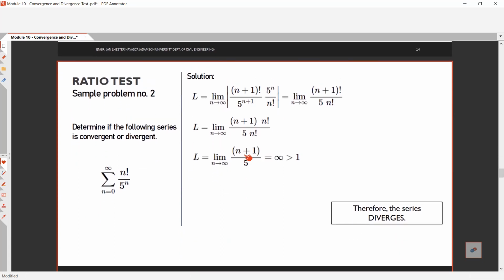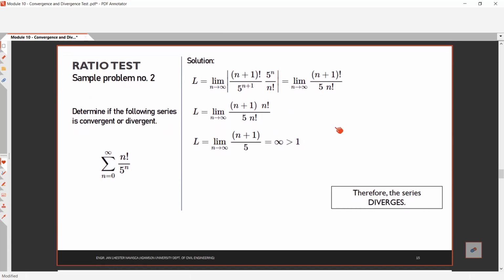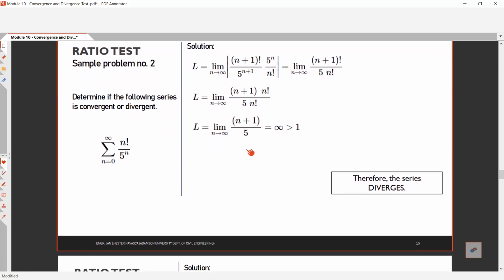Let's say we have: determine if the following series is convergent or divergent using the ratio test. Okay, so let's say you have your summation of n factorial over 5 raised to n from n equals 0 to infinity. Okay, so from n equals 0 to infinity. So let's say you have this limit of n plus 1 over 5 raised to n plus 1. Okay, before we go to that, let me write it here.